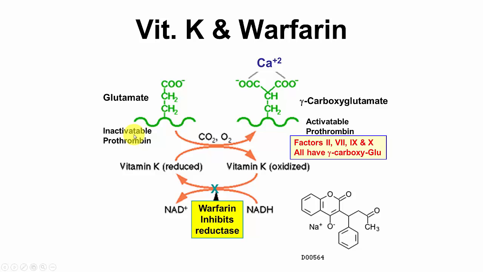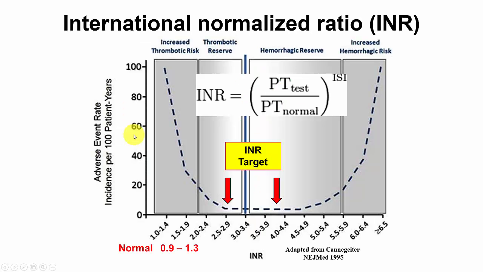And warfarin inhibits the reductase that does this process. So all these factors have to have gamma carboxyl groups on them and some others. So it's a very important post-translational modification process that adds extra functionality to be able to bind calcium by those gamma carboxyl groups. The international normalized ratio is dependent on the prothrombin test.